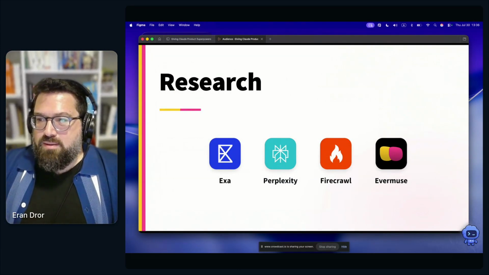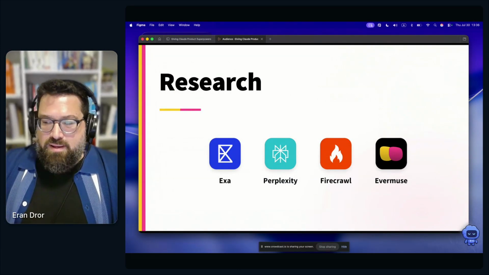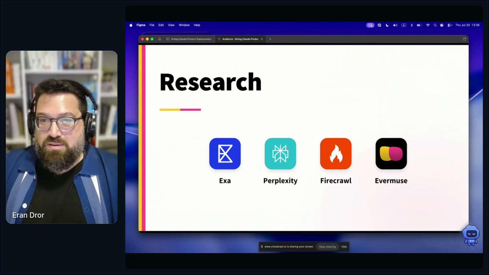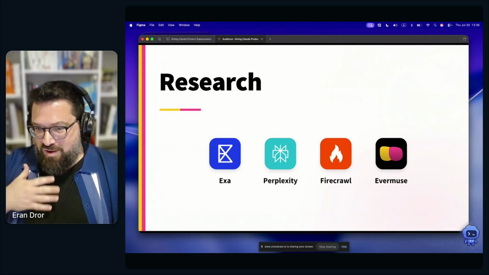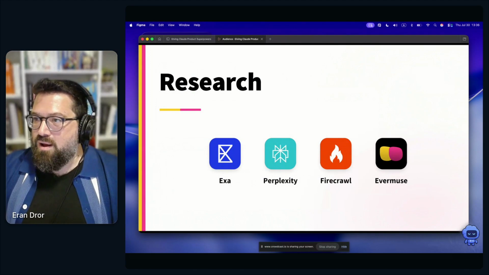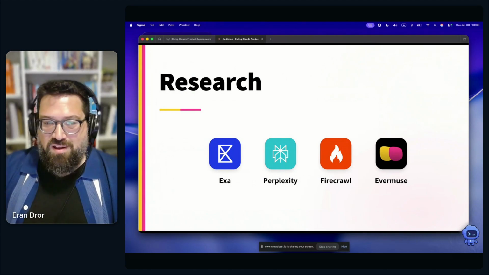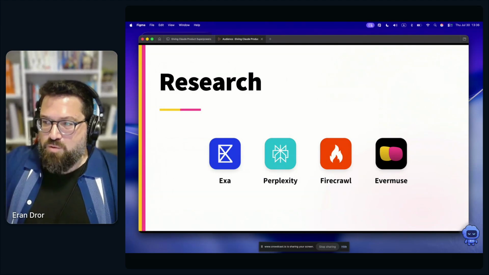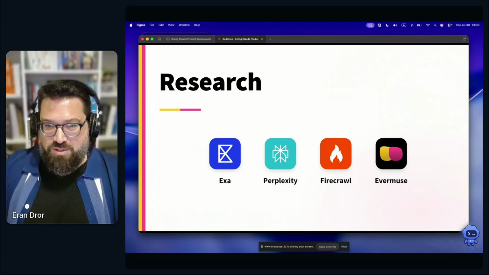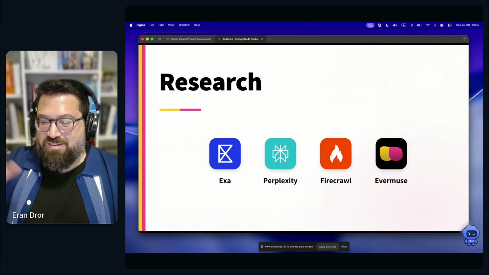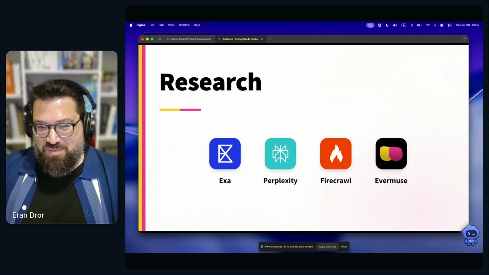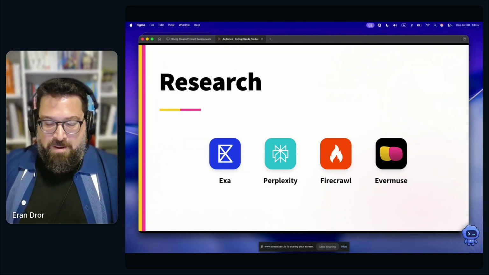Research plugins are, and yes, I will definitely look at the questions when I'm done with the overall. Right now I'm keeping my eyes on the chat, but if you want to ask a question, make sure that I answer it. Sorry, I get distracted if I look at the chat too much, so I'm trying to stay focused.